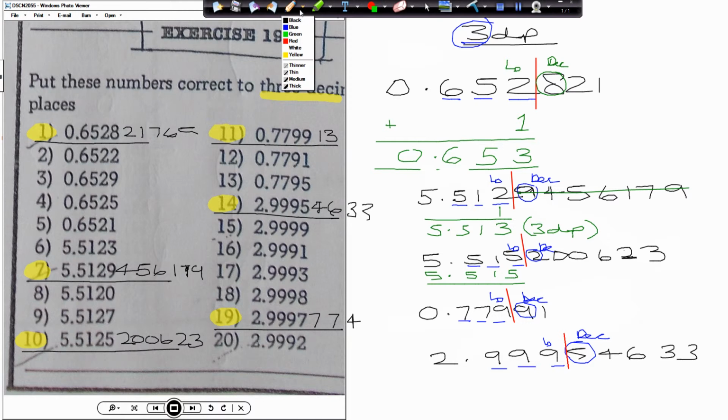Mamas. 7. What color? This one? Concentrate on what we're doing. Concentrate.